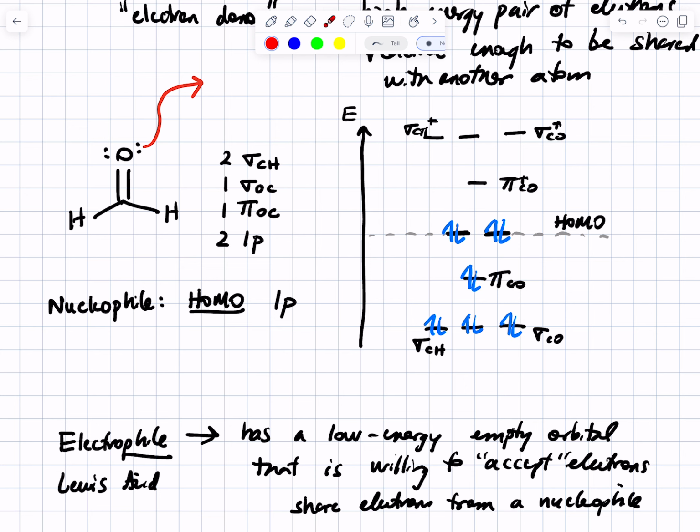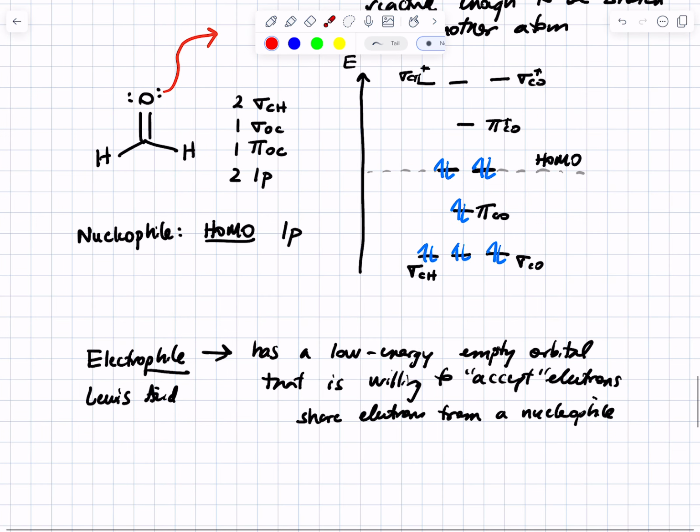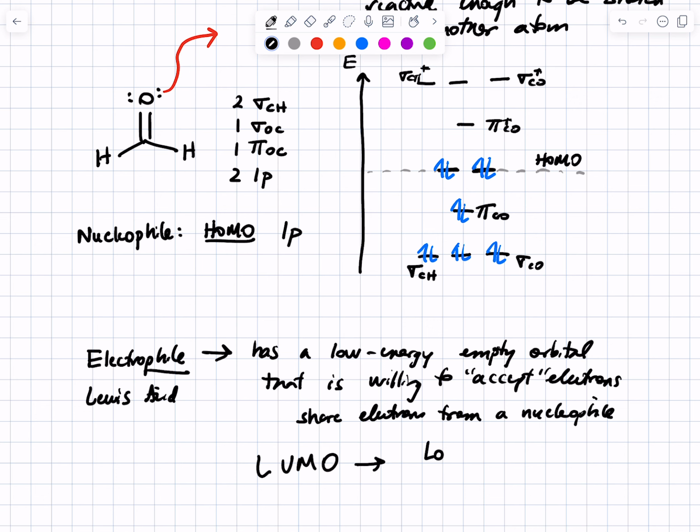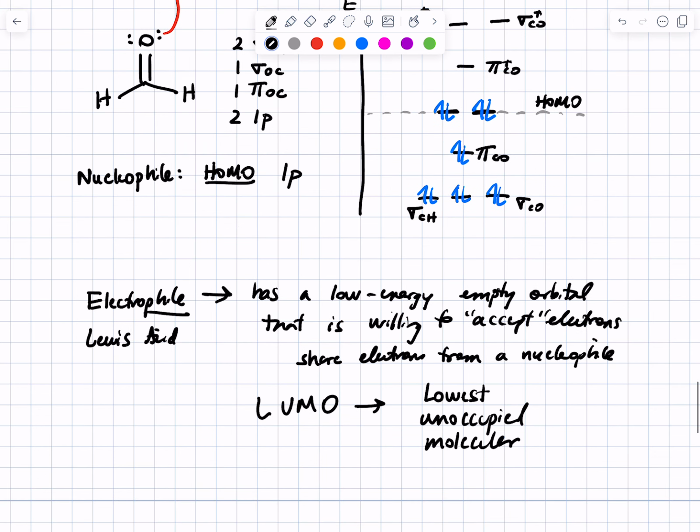Okay, and so for identifying an electrophile, what we care about is the lowest energy unoccupied molecular orbital. That is the antibonding orbital. That is the lowest energy place that a nucleophile would have to reach to share electrons to. You'll always go for the lowest energy empty orbital, because like humans, electrons are lazy. They don't want to climb way up here if they can reach here.